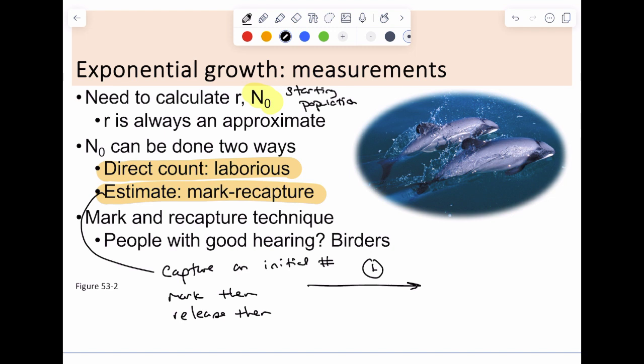So capture, you put something on them, some type of tracker, notch their tail, spray paint something on them, whatever, as long as it's not toxic. Let them go. You wait a certain amount of time. Then what we have to do is we recapture a certain number. So we have number one and we have a certain number two. And then we're going to see what proportion has the marking.